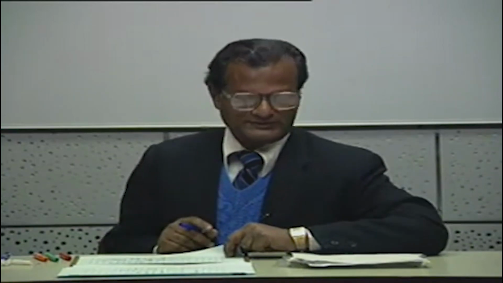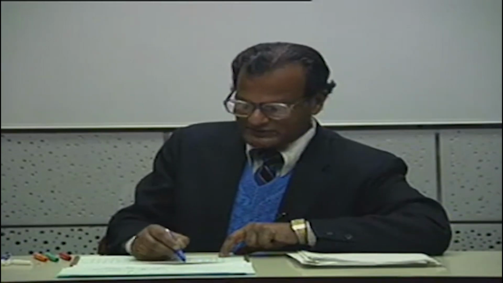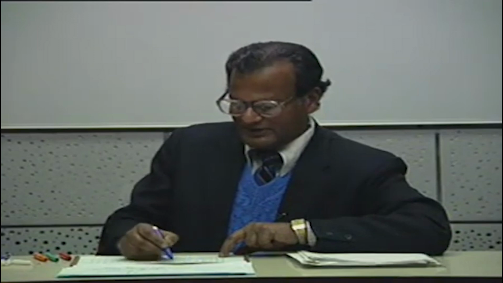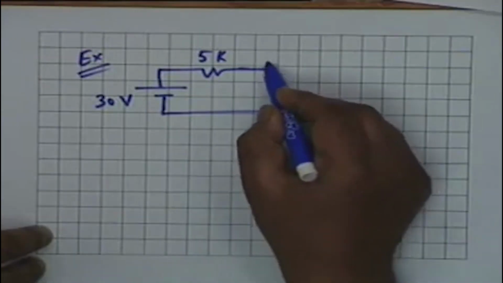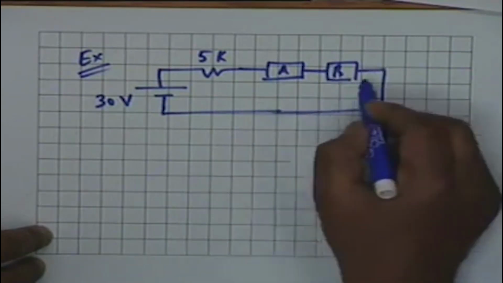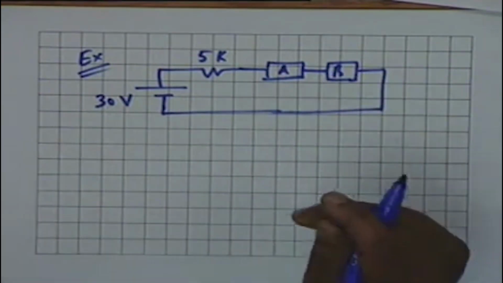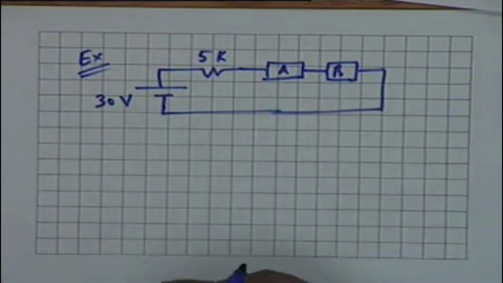Both of them have to be specified, and it is in this context that we shall take a fairly non-trivial example. This example concerns the series connection of two nonlinear resistors, a 30 volt source in series with 5K. This is connected in series with two nonlinear resistors A and B. Two nonlinear resistors are connected in series, and the characteristics of both A and B are given.